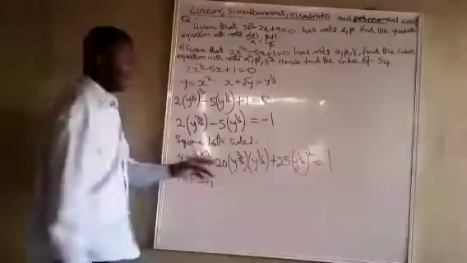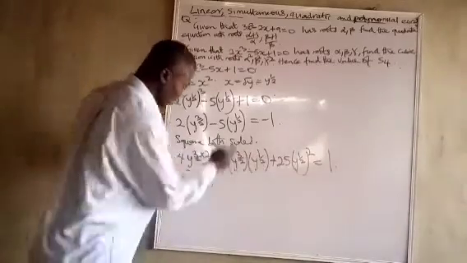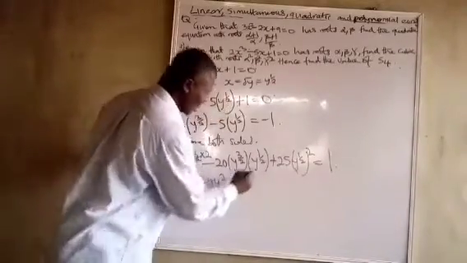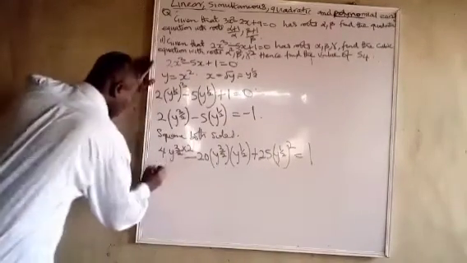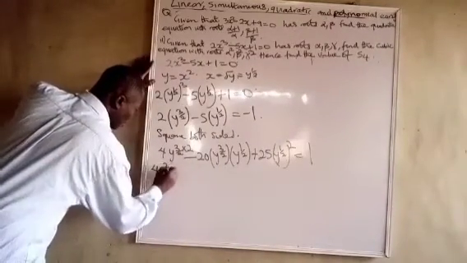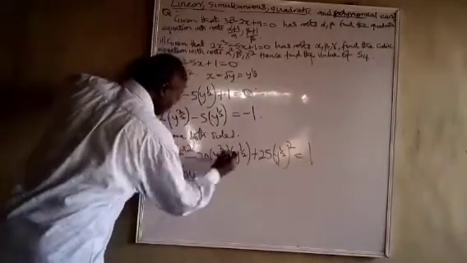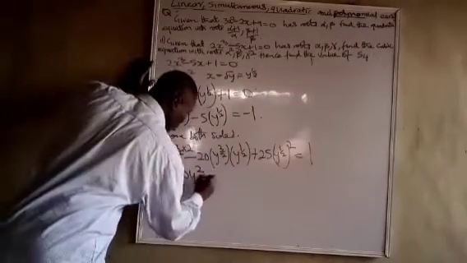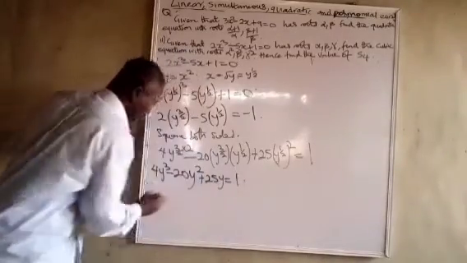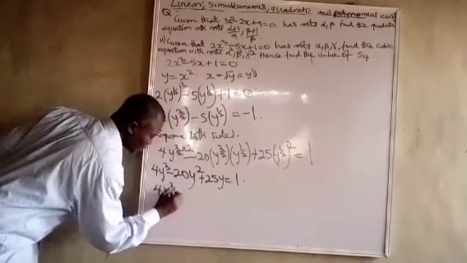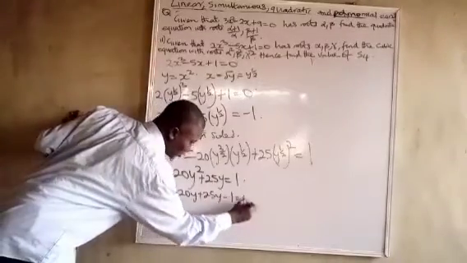20. And when I multiply this one and this one, I'm going to add the powers. 3 over 2 plus half, that is 2. So that's y squared plus 25y. Let me now work this out. So I'm going to have 4y cubed minus 20y squared plus 25y is equal to 1. So the new equation is 4y cubed minus 20y squared plus 25y minus 1 equals 0.